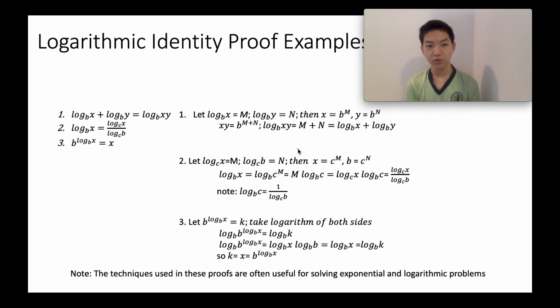So now we have our last proof. b to the log base b of x is equal to x. So once again, we set it equal to k, another variable, so that we can take a logarithm of both sides. So we take log base b of b to the log base b of x, and then we also take log base b of k.